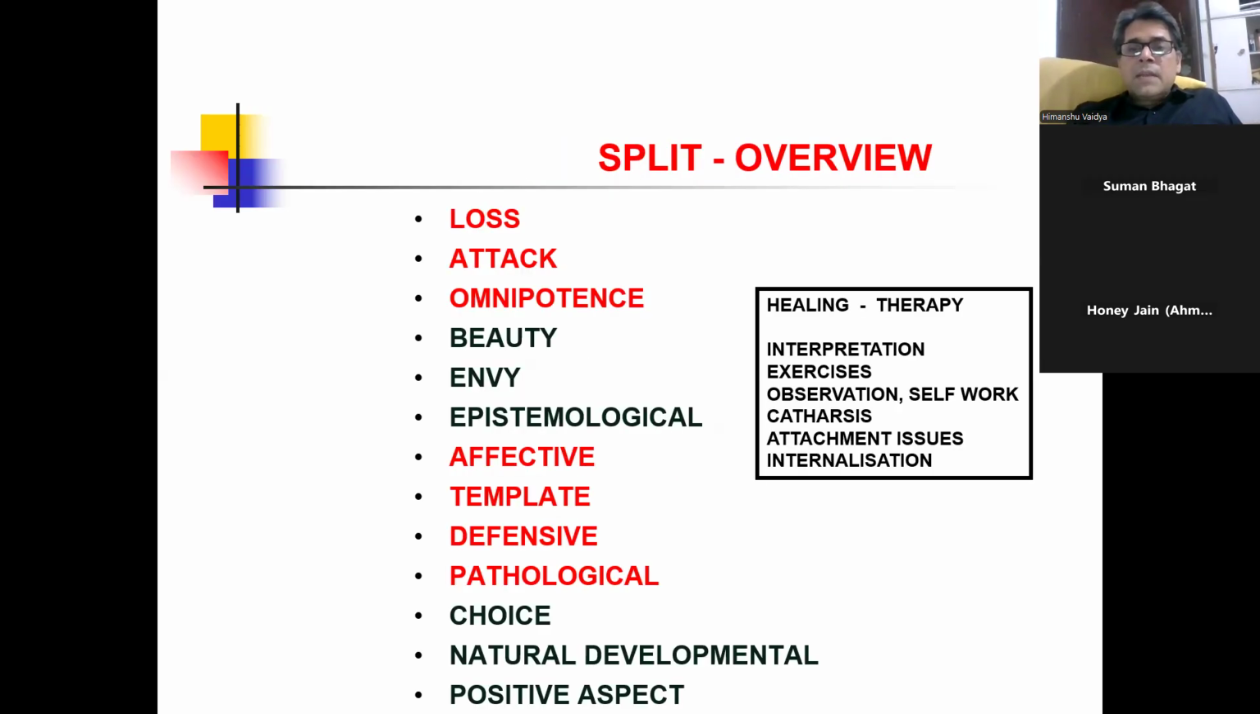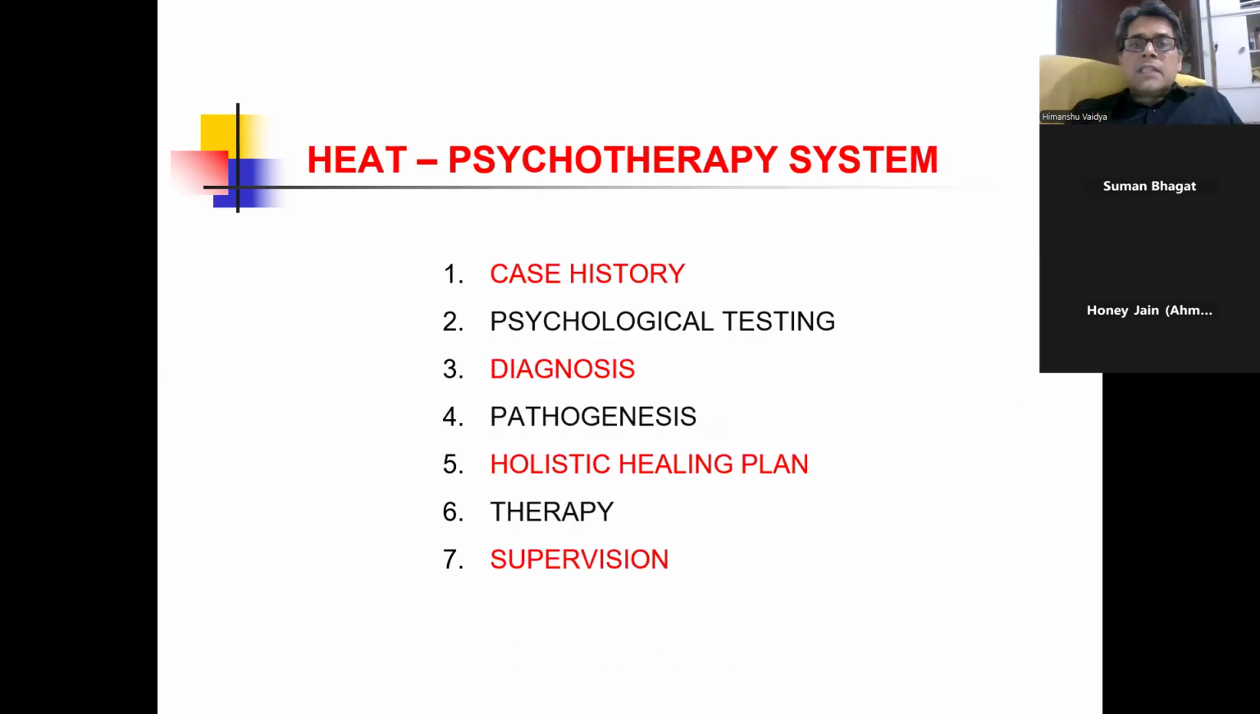So we have introduced the concept of the split. Now let us go to the concept of the HEAT system. How we are going to develop this concept of the split using Eastern concepts, as well as how we are going to take it deeper. So if you look at the HEAT psychotherapy system, it's a 7-point system. Case history, psychological testing, diagnosis, pathogenesis, holistic healing plan, therapy and supervision. What we will now focus on is 4 and 5. First we'll focus on 4 and then on 5. So let us go into the details of 4.